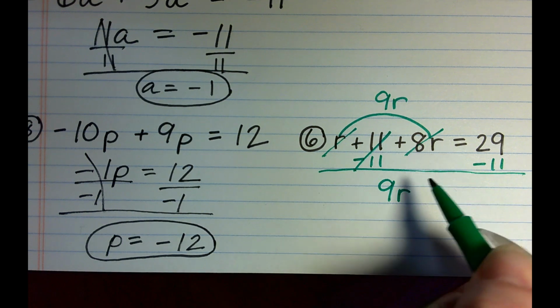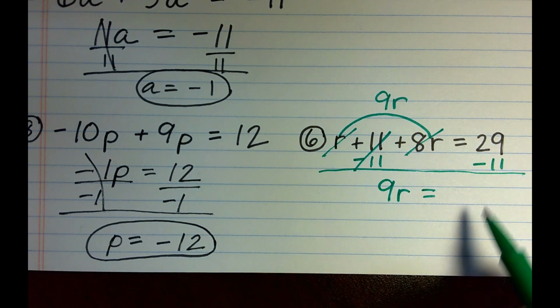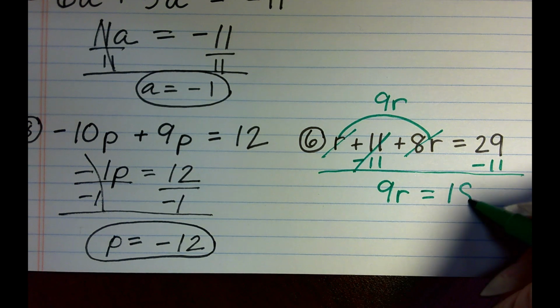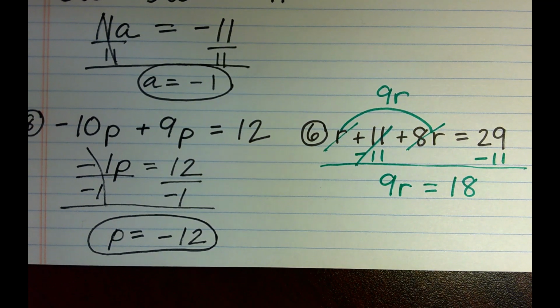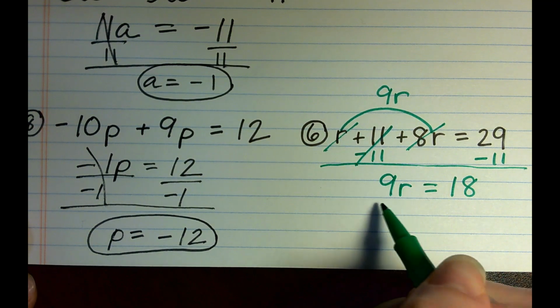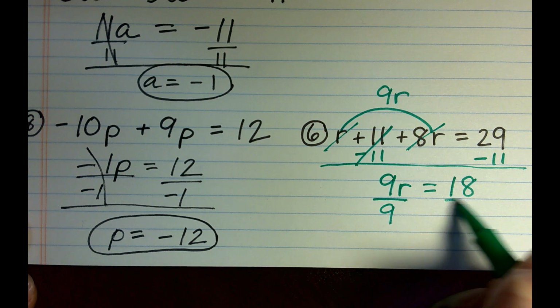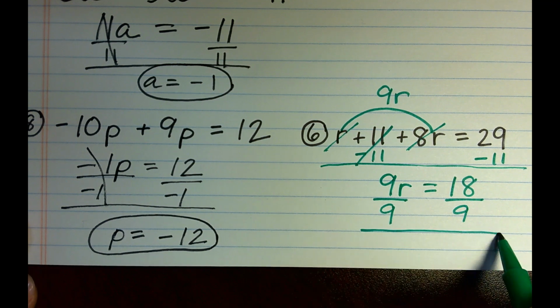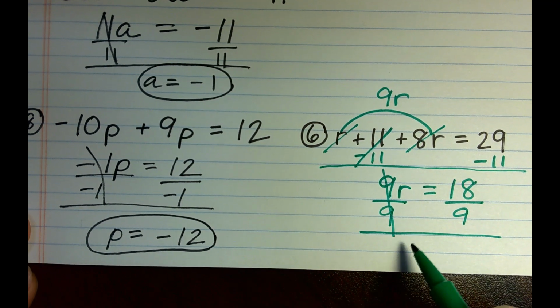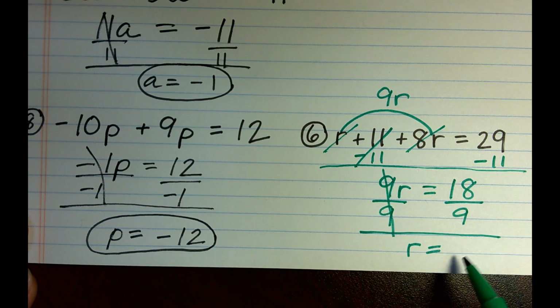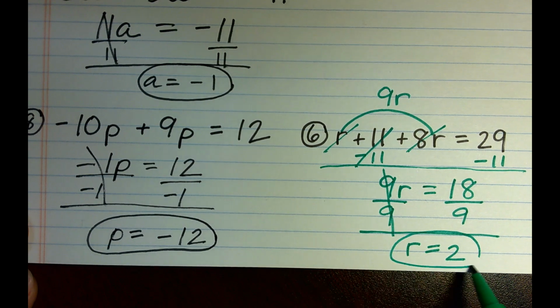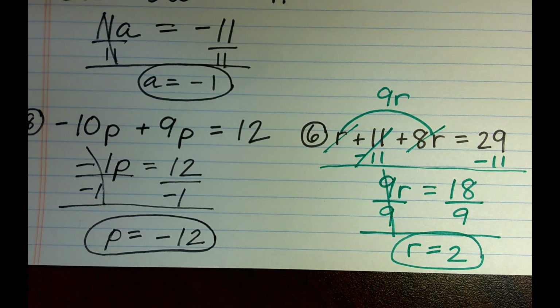So now I have 9r equals 29 minus 11 is 18. And what do I do next? Divide by 9. And we will get r equals 2. That was right. I have no idea how I got there. There you go. Hey, that's all right. Good stuff, guys.